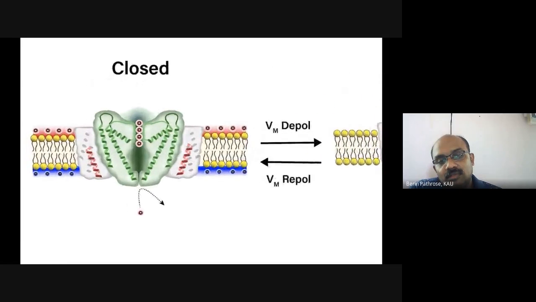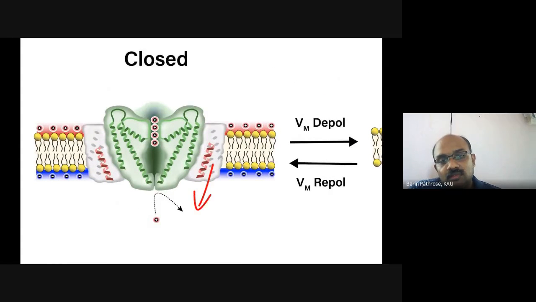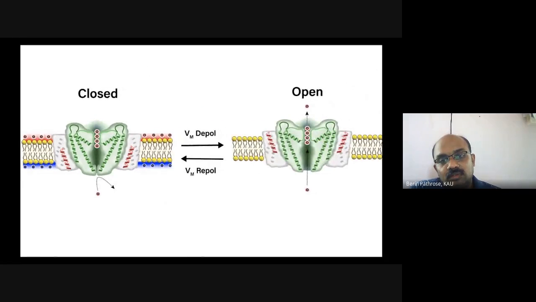This causes the voltage sensors to be pulled back inward towards the inner leaflet of the membrane, and the voltage gate slams shut. One important feature for this activation cycle is that the transition between the closed and open state and back to the closed state for these voltage gated potassium channels is relatively slow.